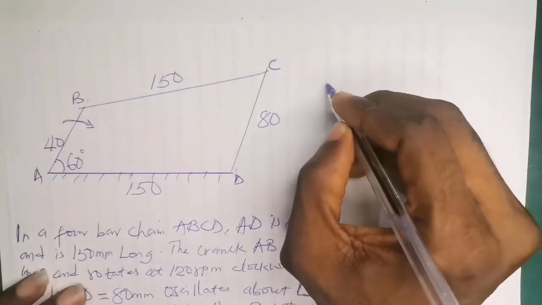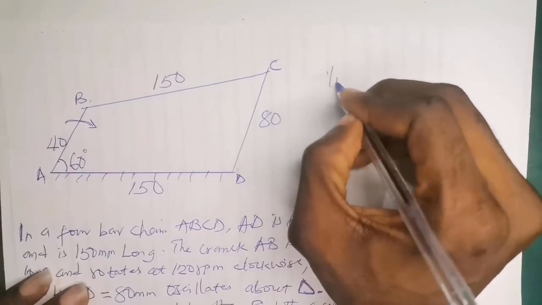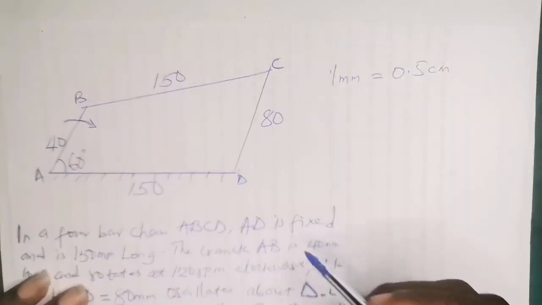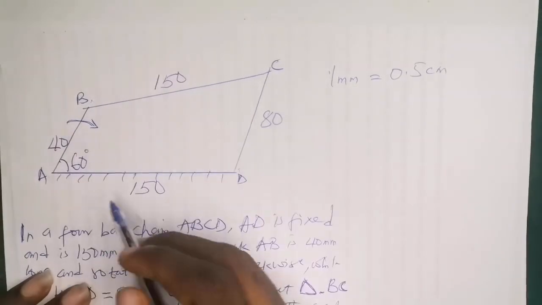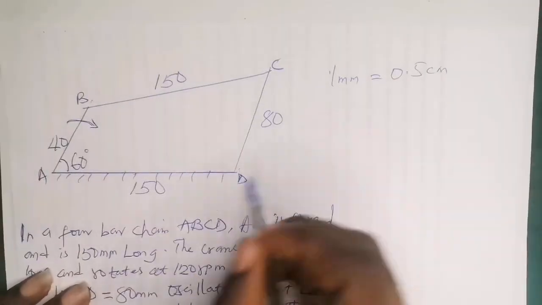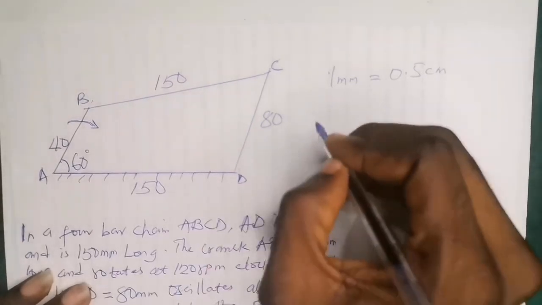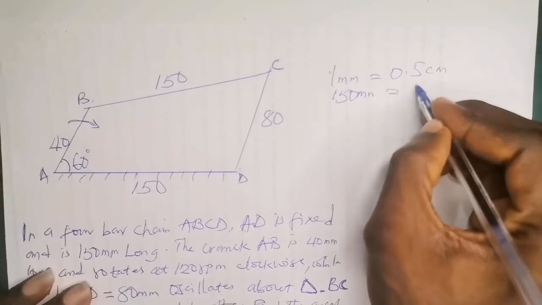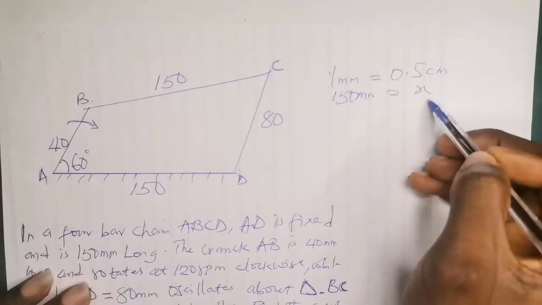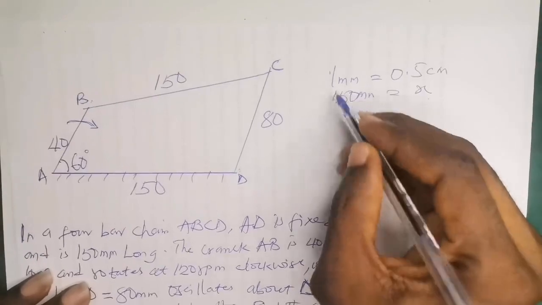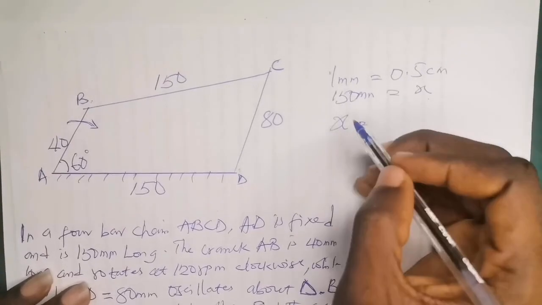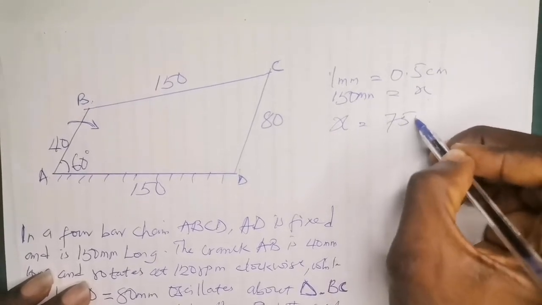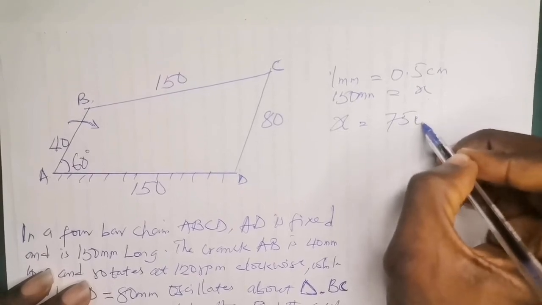So we'll simply say 1 millimeter is equivalent to 0.5 centimeter, just to be able to divide each of these distances by 2. So this is the scale we're using. That simply means 150 millimeter will be equivalent to what? X. Let's find the value. Simply cross multiply. X times 1 remains X, and that's going to be equal to 150 multiplied by 0.5. This is going to give us 75.